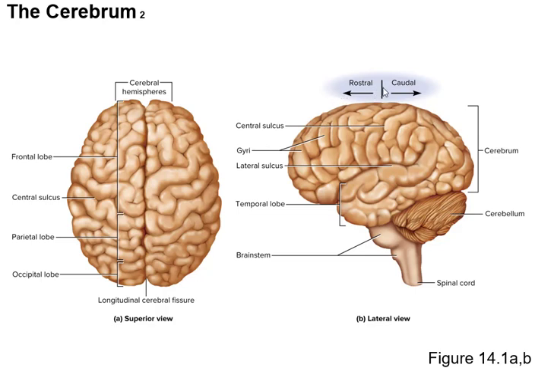Rostral is towards the front. Caudal is towards your tail, or in this case, towards the spinal cord.